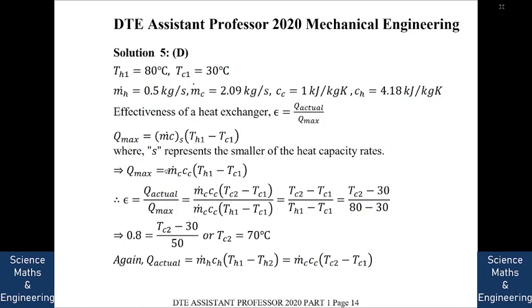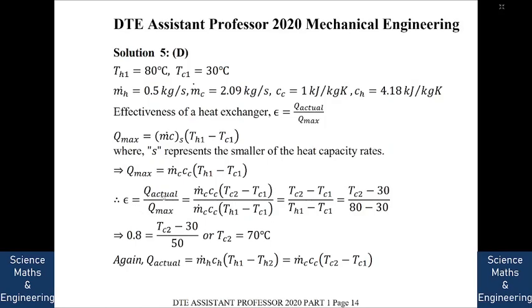So from here we get Q max is m dot C into Cc into Th1 minus Tc1, because once the air, in this case, reaches this maximum temperature, so suppose air gets to the temperature of 80 degrees centigrade, it can no longer cool this hot fluid, right? So that is the maximum heat transfer for the air, in this case.